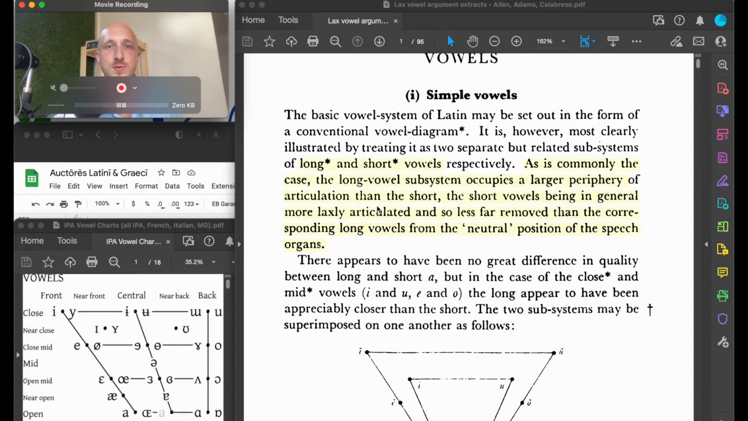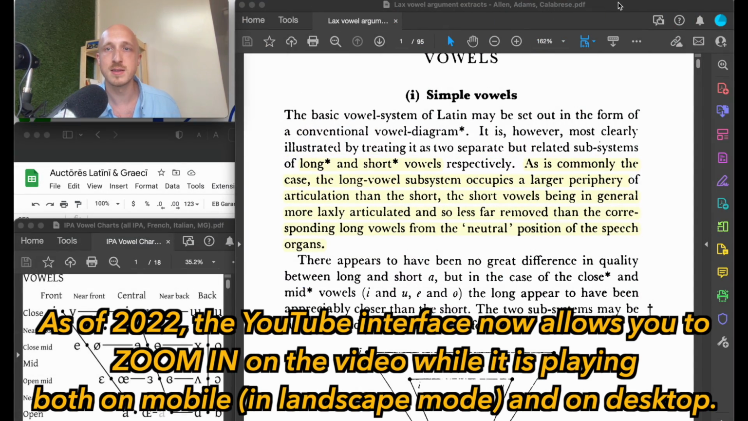If you've been following my content for a while, I've spoken about this on several occasions, but I've never really gone into a great deal of depth with respect to the authors, the philologists that actually talk about this, the arguments for and against, and really analyzed what's going on. So that's what we're going to do today. We're going to look at segments from Allen, from Adams, and from Calabrese.